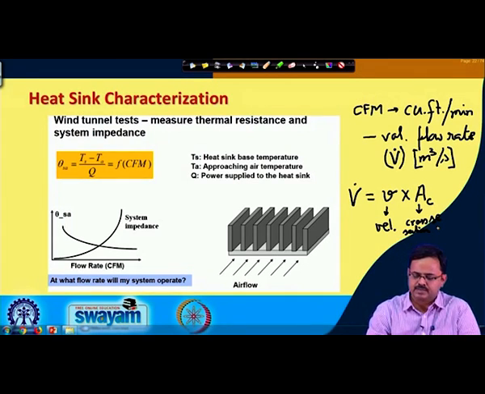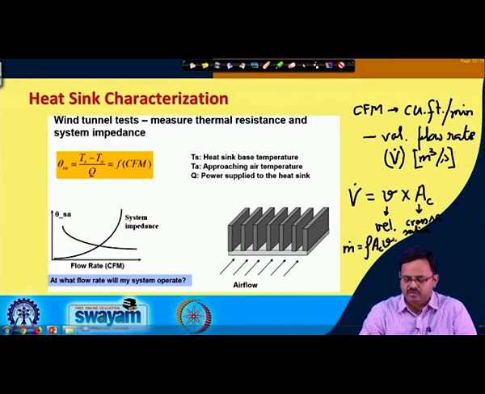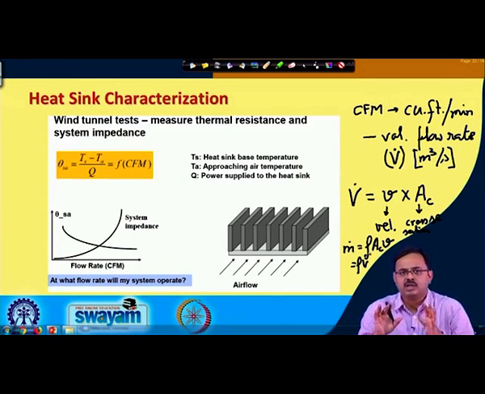Similarly, sometimes we write mass flow rate, and that is actually rho times A C times V, which is volume flow rate times the density. I am sorry, this is a little cluttered, but I hope you understand what I mean.